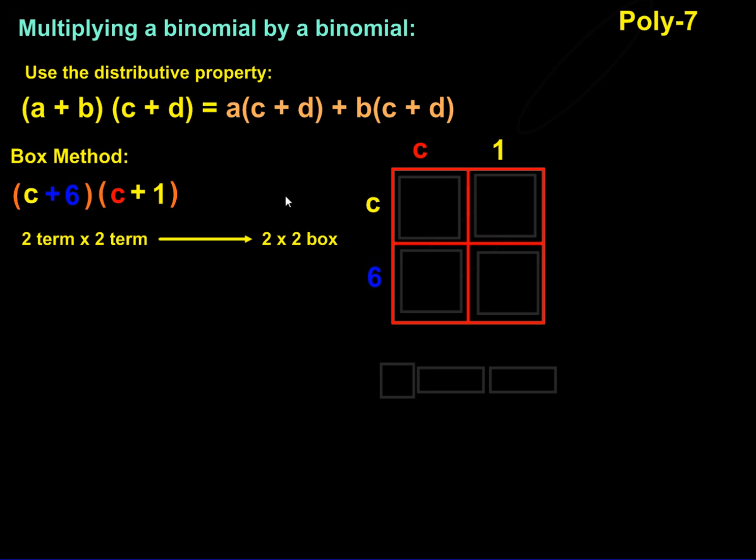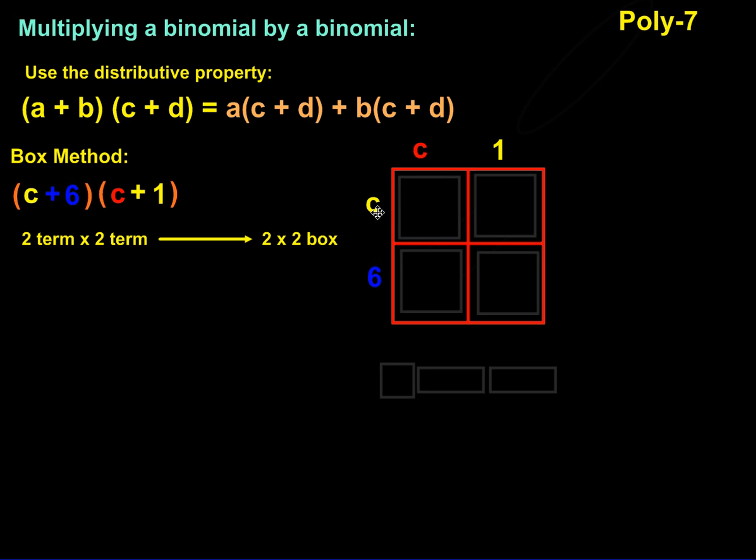Once you've created the box, you're going to take the first binomial, and you can either put it on the top or you can put it on the side like I did. Either way is okay. And then you're going to take the second binomial and put it wherever you didn't put the first. In this case, I'm putting it on the top. Then you're going to multiply each of these terms, and the answer is going to go in the box connected to where you just multiplied.